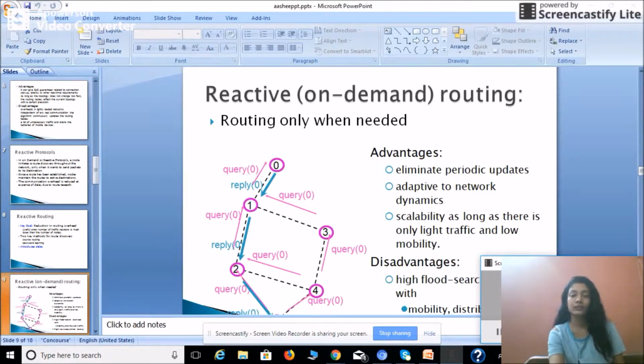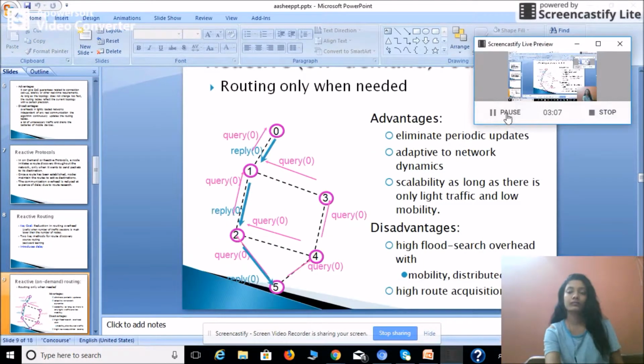There are some disadvantages also in reactive routing. First is high flood search overhead with mobility or distributed traffic. In the case of mobility or distributed traffic, there is an overhead of searching the path, causing high flooding. The second disadvantage is high route acquisition latency.